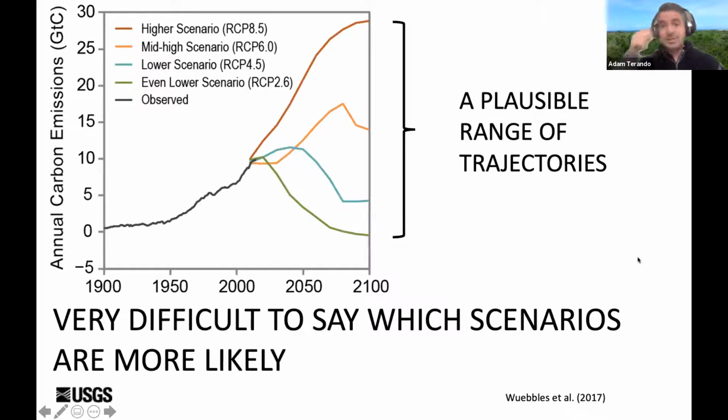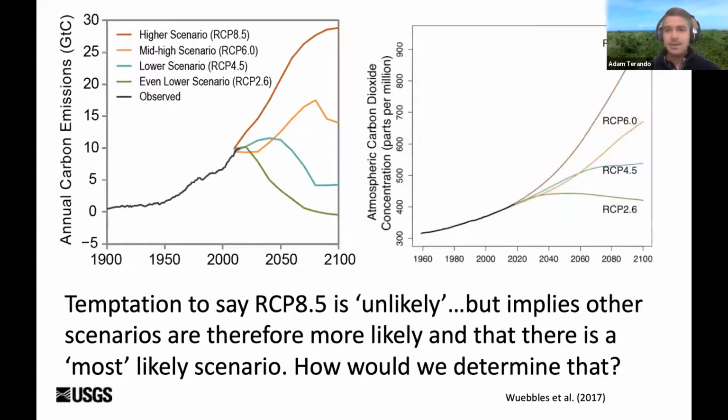I mentioned this already, but with this plausible range of trajectories, we use a plausibility standard instead of a likelihood standard because it's really difficult to say which scenarios are more likely. At this point, the temptation might be to say, and I hear this a lot, that RCP 8.5 is unlikely because it's at the very high upper end of the range of the scenarios. But this implies that other scenarios are therefore more likely, and that there is a most likely scenario. How would we go about determining that? That's the tricky part.